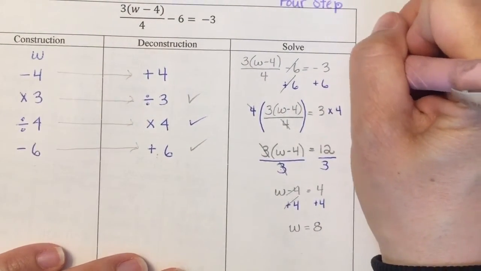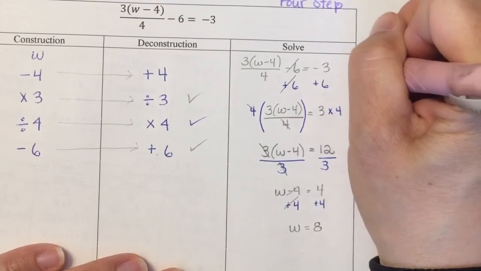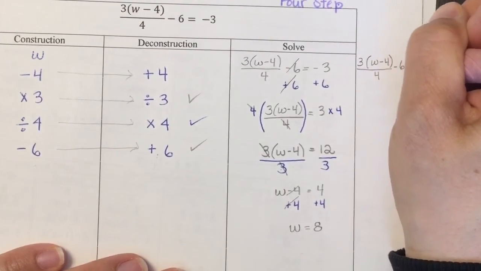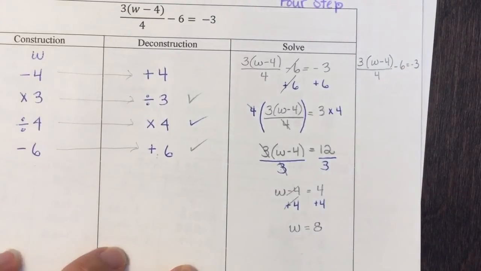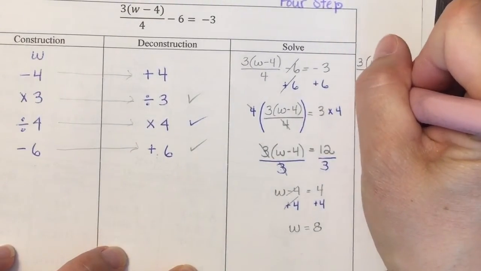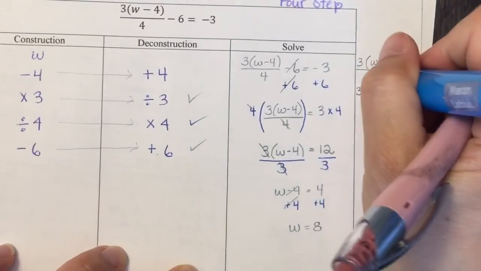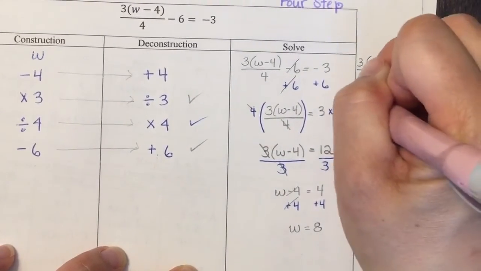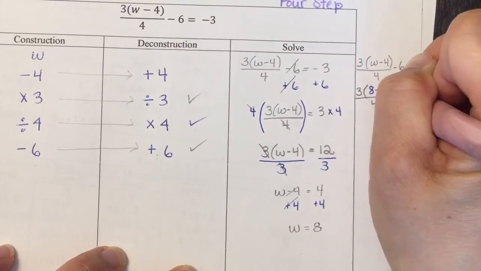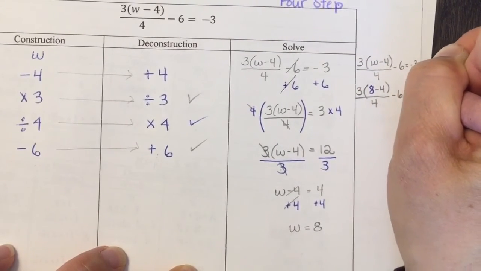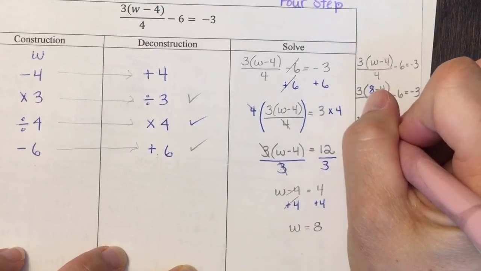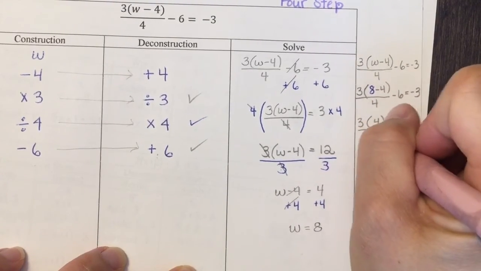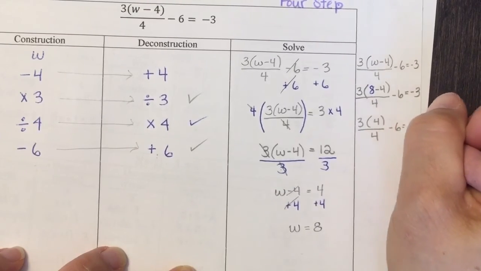Okay, so 3w minus 4 all divided by 4 minus 6 equals minus 3. Sorry, I made that a very tiny space. Okay, so 3 bracket 8 minus 4. You can pause this and just do it yourself and then come back and check and see. Because I'm going to work pretty quick here. So 8 minus 4 is 4.